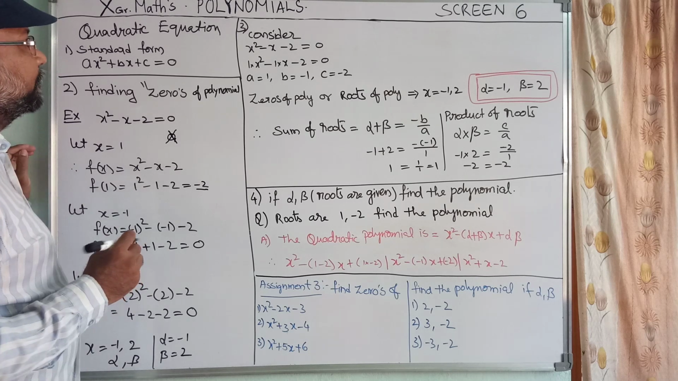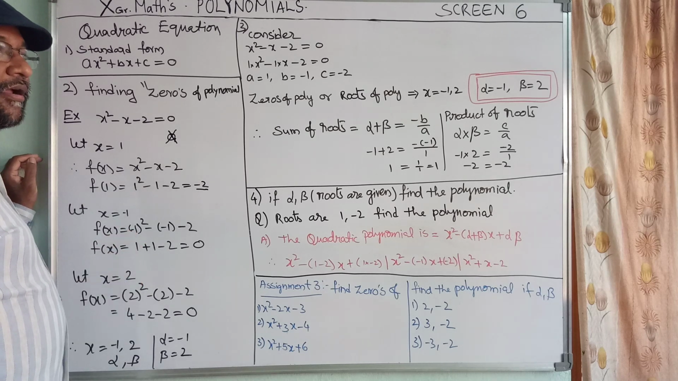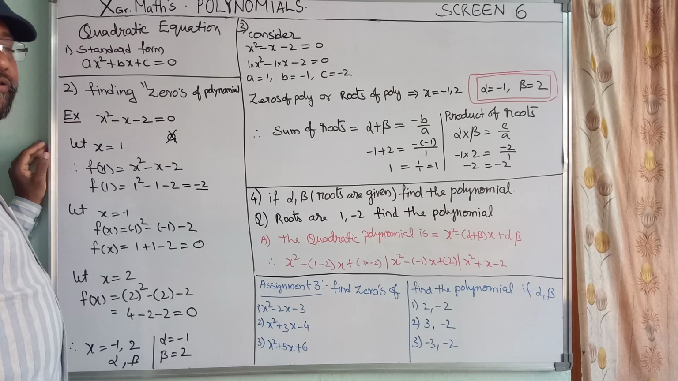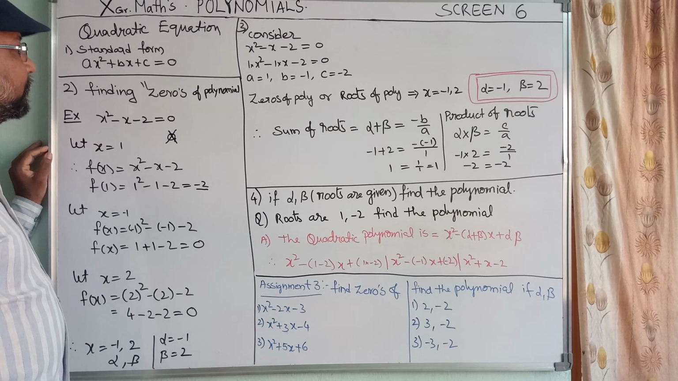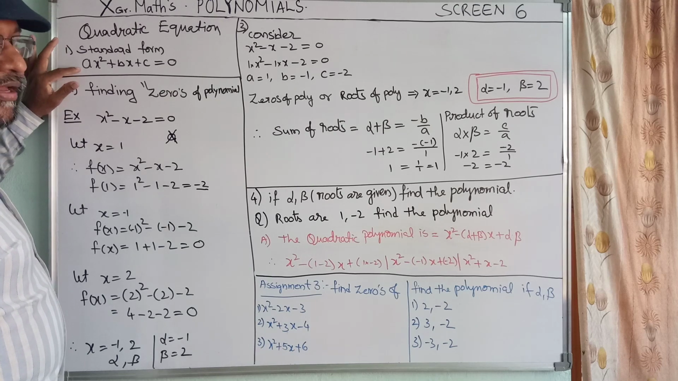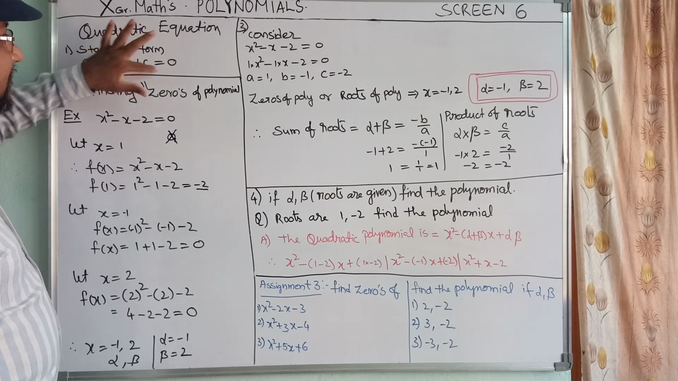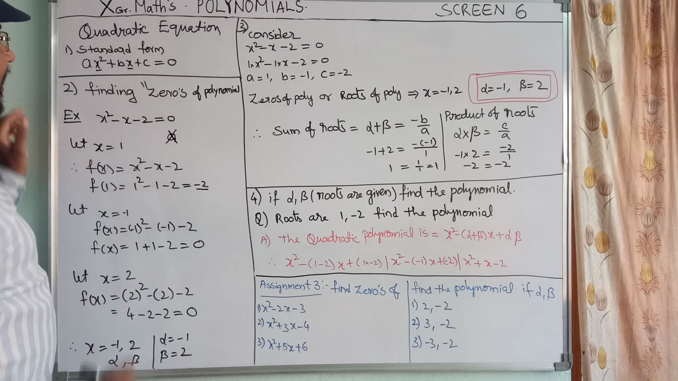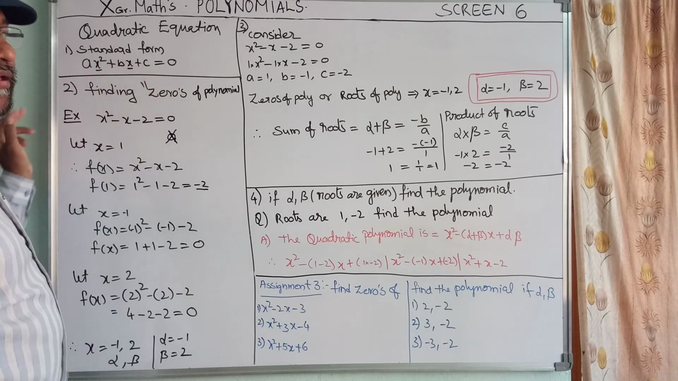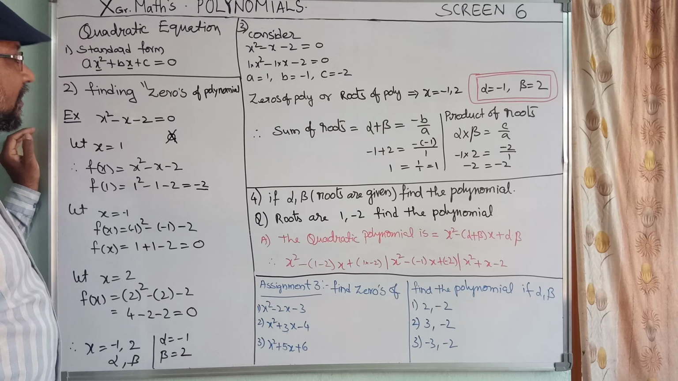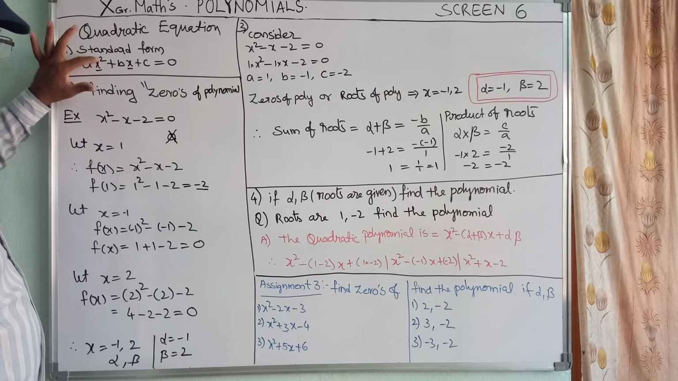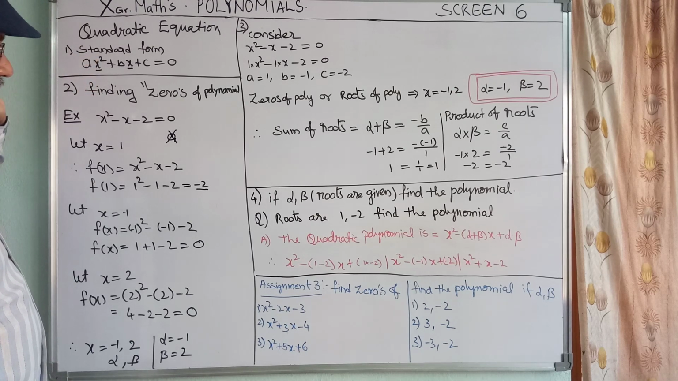Hello students, today we are going to learn about quadratic equations. First, the standard form of a quadratic equation: ax² + bx + c = 0. Here x is a variable and a, b, c are constants. The degree of the polynomial is 2, therefore we call this a quadratic equation.